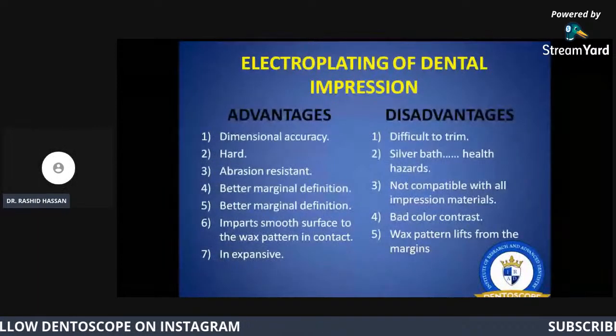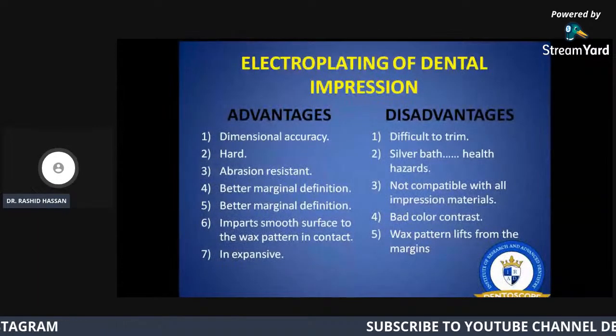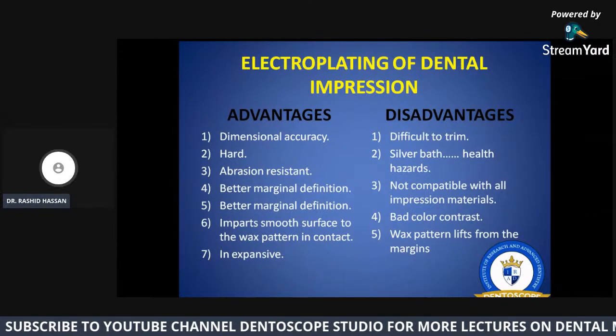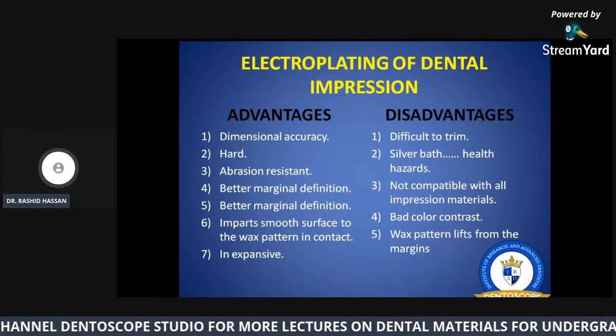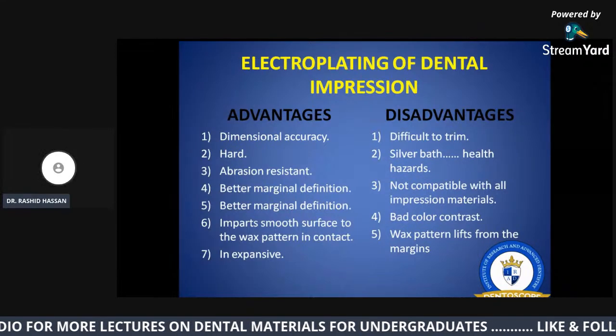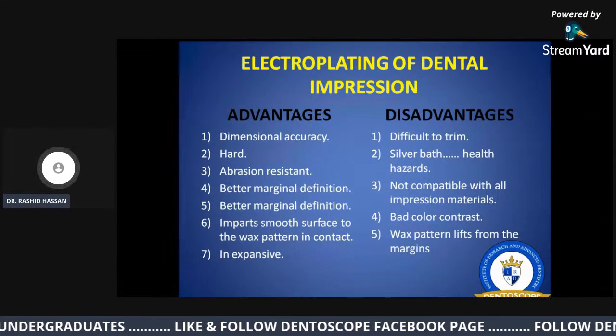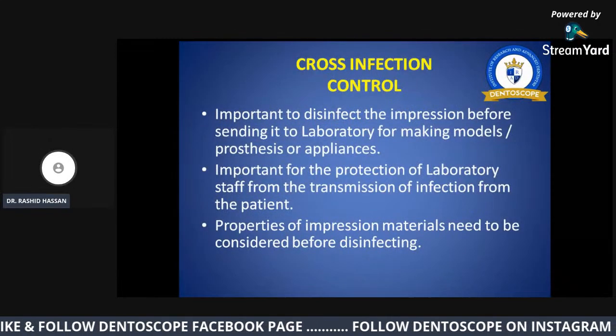Anyways, the wax pattern lifts from the margins, as the margins have the metal surface there. So once you prepare the wax pattern, it just gets lifted from there. So there is a problem that could be faced once you try to reproduce the margins.